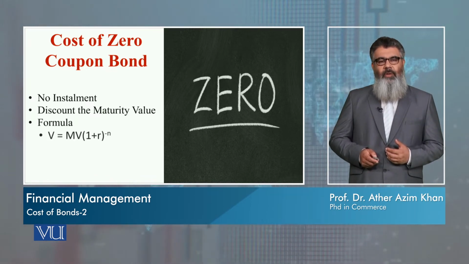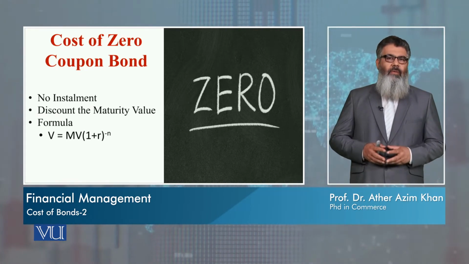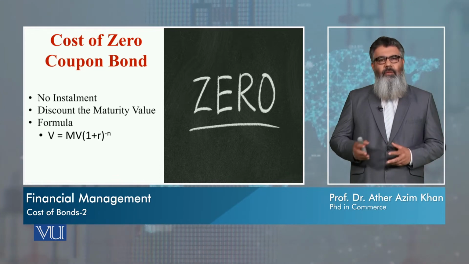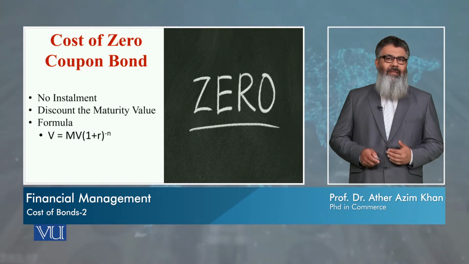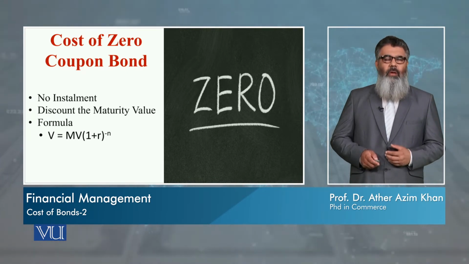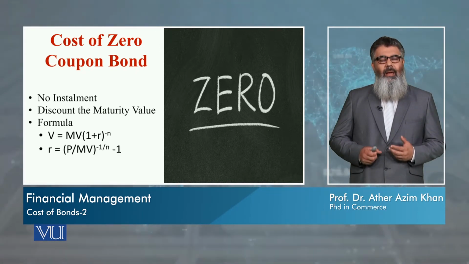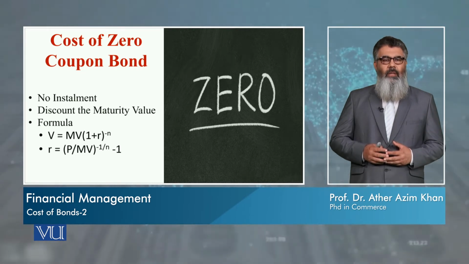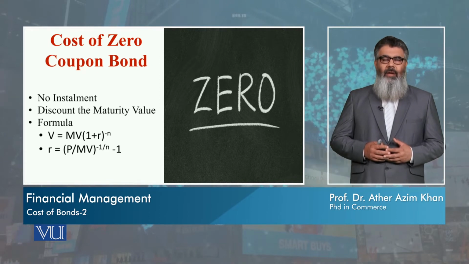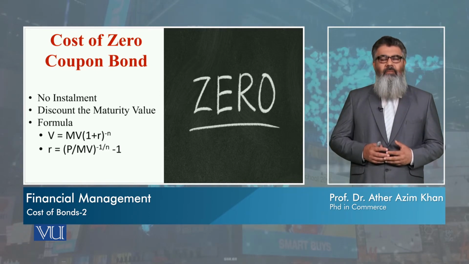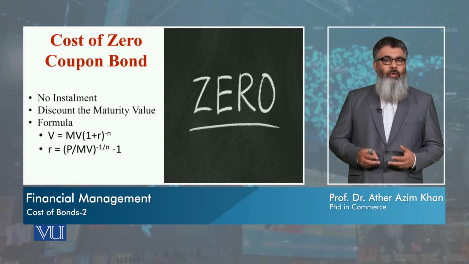Let's have a look at the formula of this. You see that this is the present value formula of a certain future amount, where the future value is taken as the maturity value. Because we need to calculate the value of R, which is the cost of the bond, we'll reshape this formula like this. So here, R is equal to the price, which is the current price, divided by the maturity value, and we'll take the power as minus 1 over n, and we'll subtract 1 out of it, and we'll get the cost of a zero coupon bond.